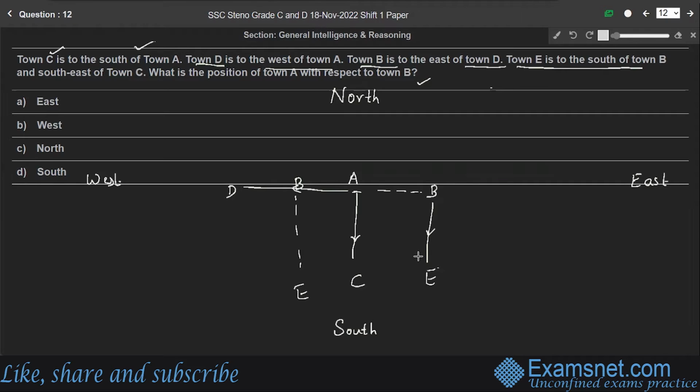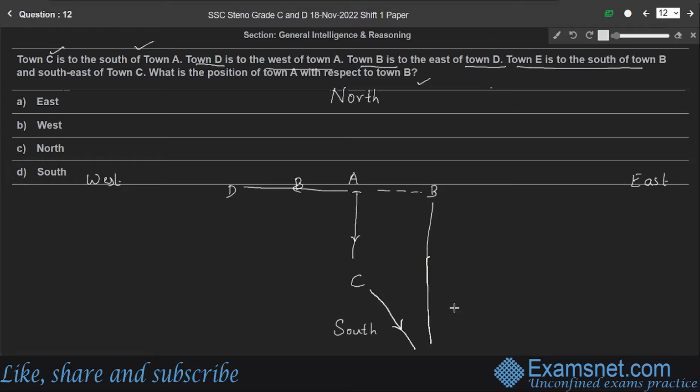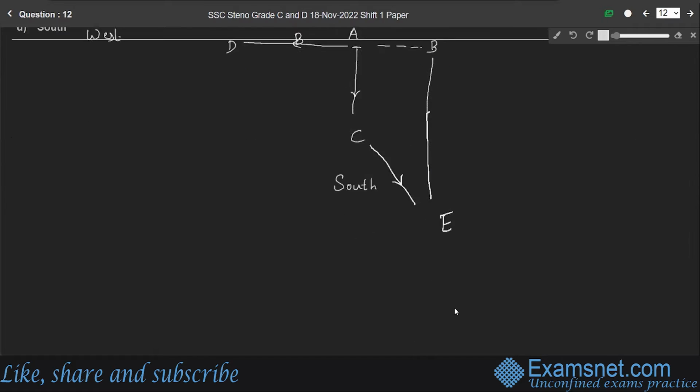Next, town A is to the south of town B and southeast of town C. So southeast means in this direction. Therefore, no need to consider town E here. So in the second case, what we have considered, since it is to the southeast of town C, consider town E somewhere here. So the direction of town E with respect to town C is southeast.